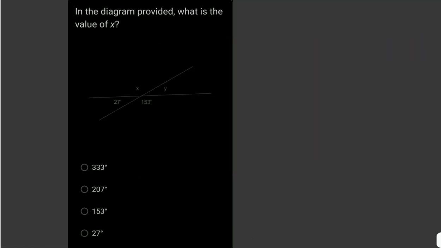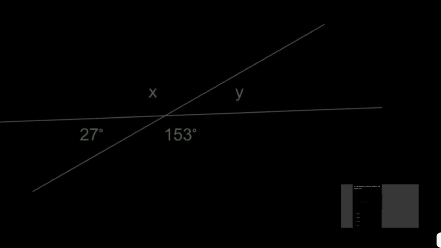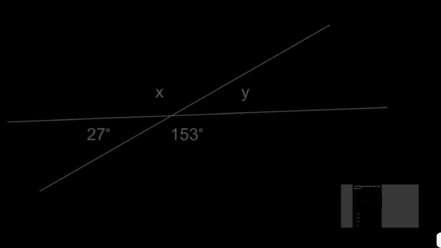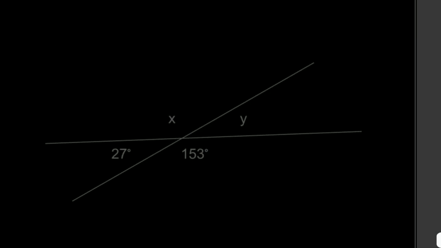In the diagram provided, what is the value of x? So we're given here this diagram, two lines that intersect. So when two lines intersect, such as this one in the diagram, angles are formed. And angles located across or opposite each other are called vertical angles, and these angles have equal measures.